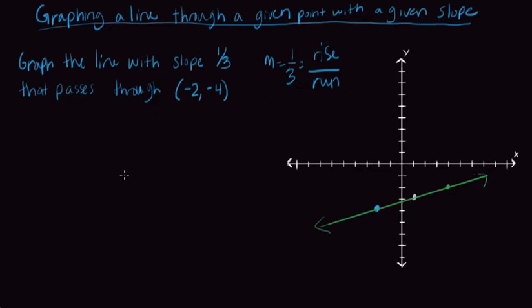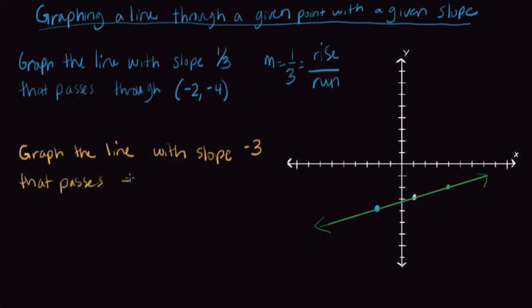Okay, so let's go ahead and try one more example. So this other example will be: graph the line with slope -3 that passes through 2, -5. Okay, so to graph this line, let's go ahead and erase this guy.